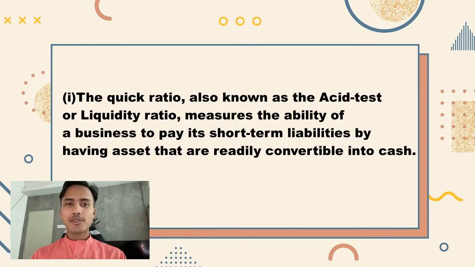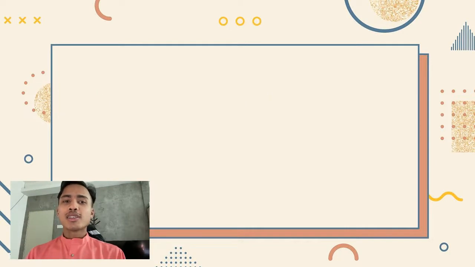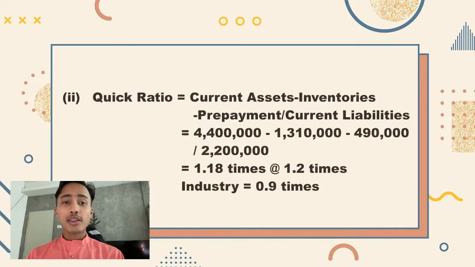For the quick ratio, the quick ratio is also known as the acid test or liquidity ratio, of course, and measures the ability of a business to pay its short-term liabilities by having assets that are readily convertible to cash. For the calculation of the quick ratio for Hikmah Bakti Berhad, it is current asset minus inventory minus prepayment divided by current liability.